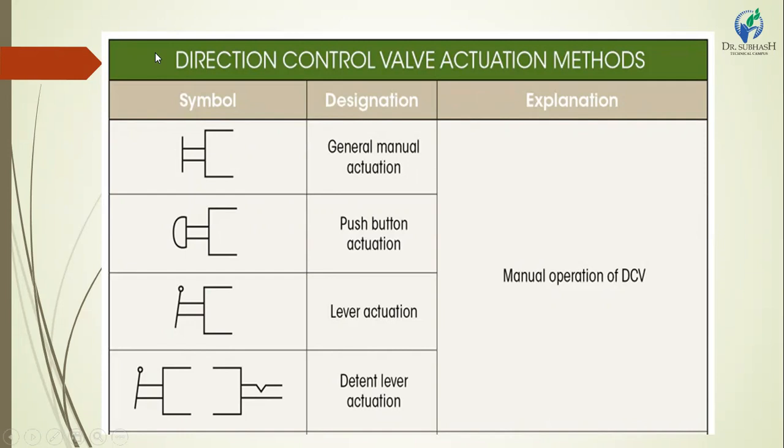The first method is general manual actuation. It means we operate the direction control valve manually by applying a load. Next is push button actuation. We push the button and it returns with the spring. We give an external load by hand or foot. That's called push button actuation.